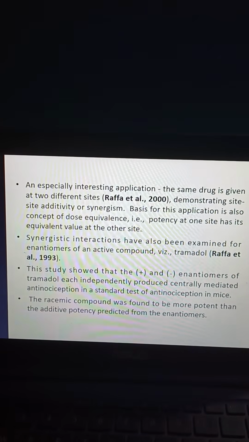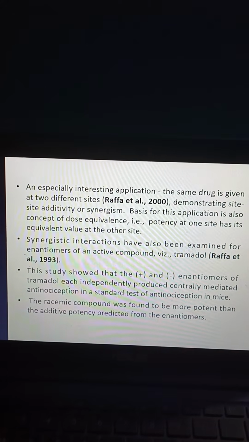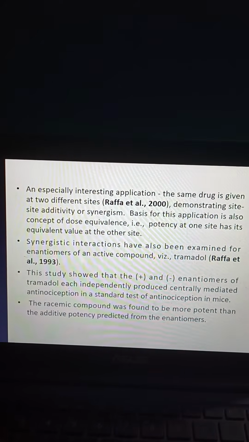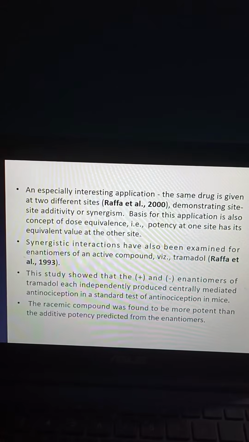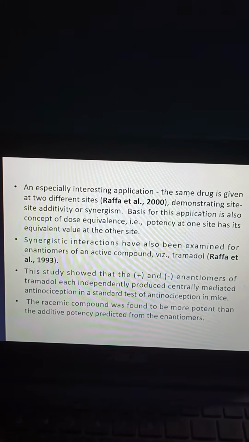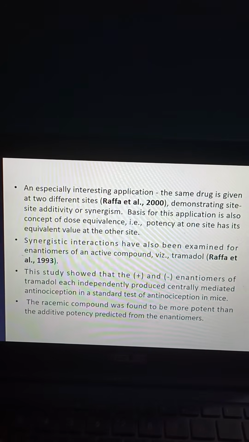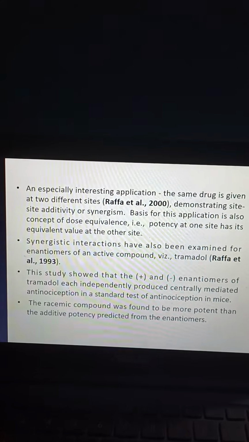That was also by Raffa et al. 1993. This study showed that the plus and minus enantiomers of tramadol each independently produced centrally mediated antinociception in a standard test of antinociception in mice. The racemic compound was found to be more potent than the additive potency predicted from the enantiomers.